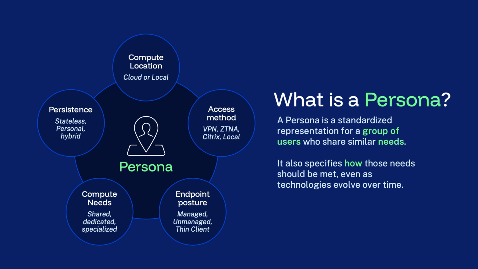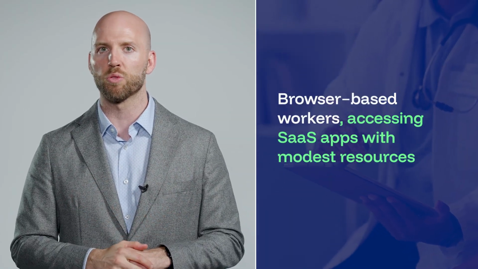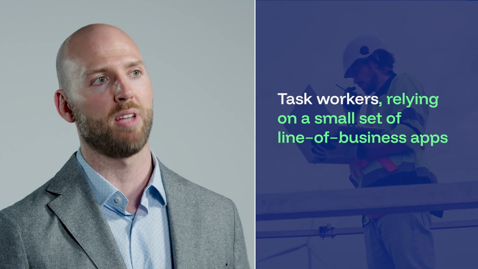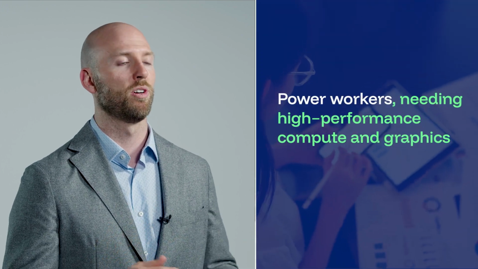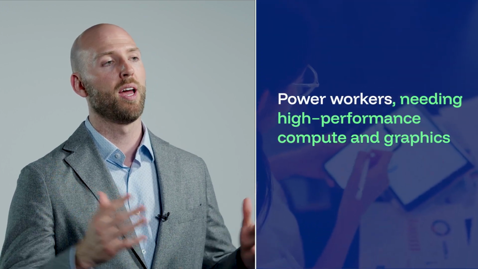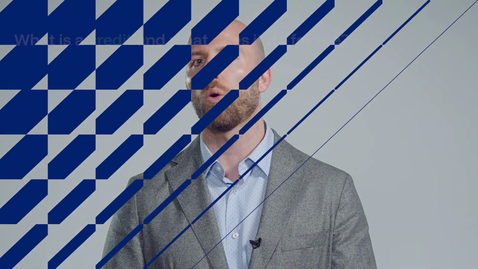Let's look at a spectrum of users. You have primarily browser-based workers accessing SaaS applications with modest resources, task workers relying on a small set of line-of-business apps who value consistency and reliability over raw power. And then you have engineers, designers, analysts who require high-performance compute and graphics to remain productive. By defining these personas clearly, Flex ensures resources are allocated intentionally, not uniformly or excessively.